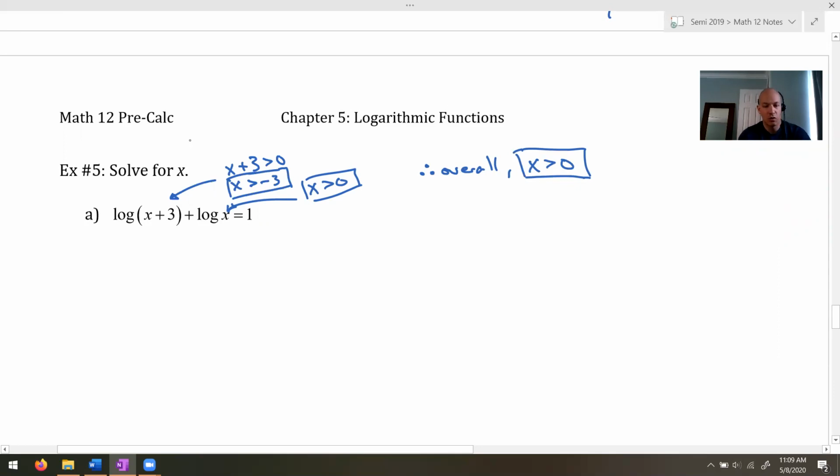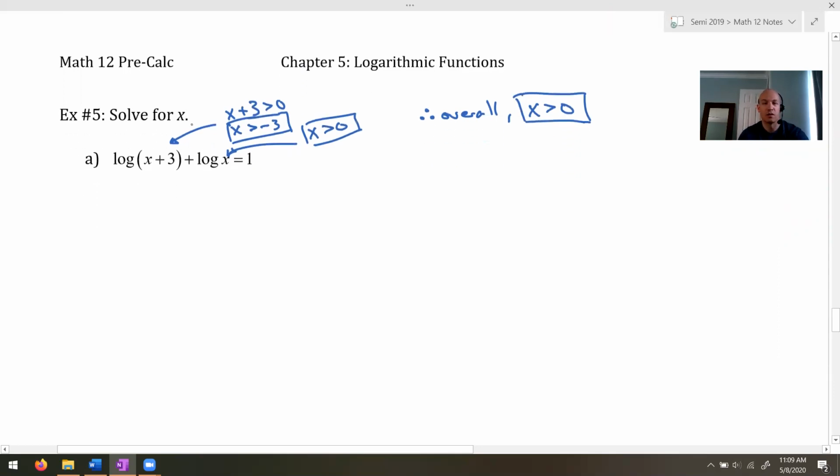Okay, so how do we actually go about solving it now that we've done the domain restrictions? You're going to use some properties. In this case, there's a few different ways you can approach this, but the way I would look at this is we've got log of something plus log of something. We can use the product rule or the product law, and we can combine these together to get log of x times x plus 3. So you multiply the arguments together.